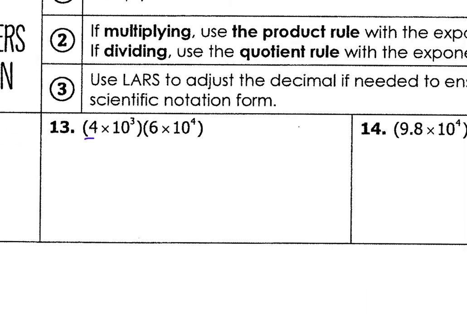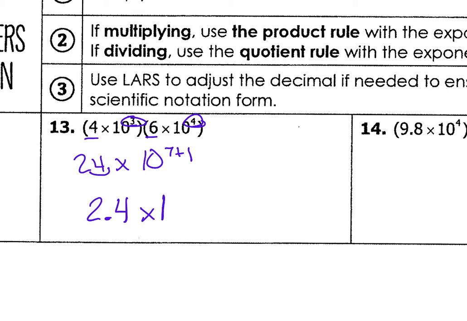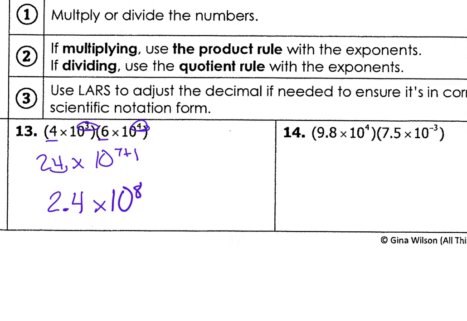What's 4 times 6? 24 times 10, and I have 3 plus 4, right? Because I have to add those to the 7th. Now they're not in scientific notation. That has to be 2.4. This became smaller, so this needs to become bigger. Or you can think left to right. I think that's harder. I think bigger and smaller is easier. 10 to the 8th. So you have to do all that? Yeah, that's all.